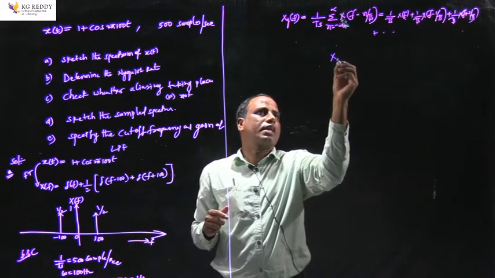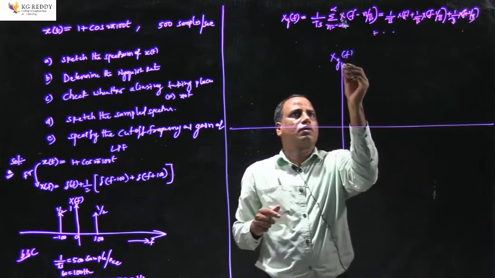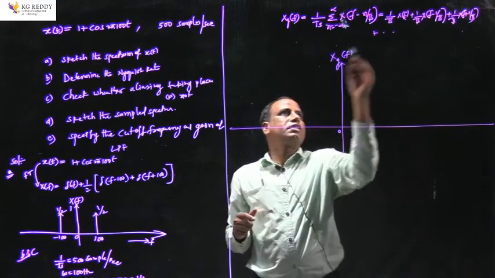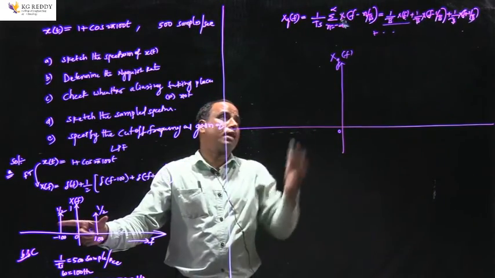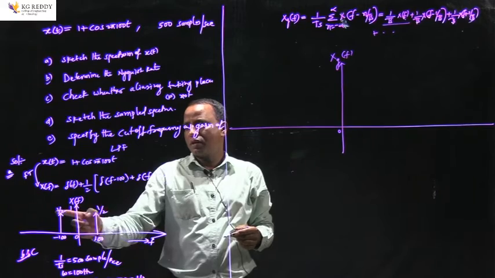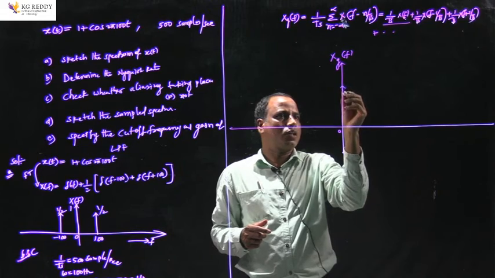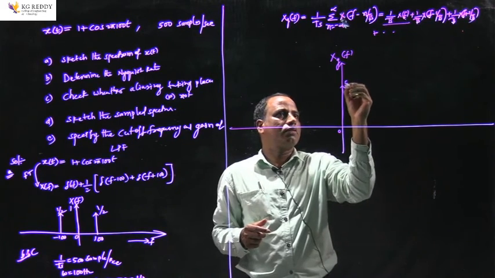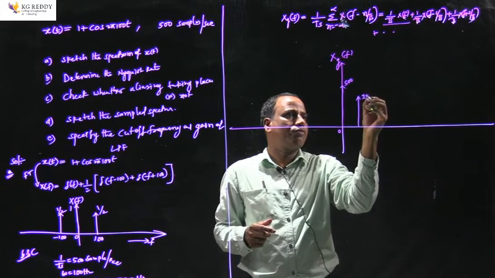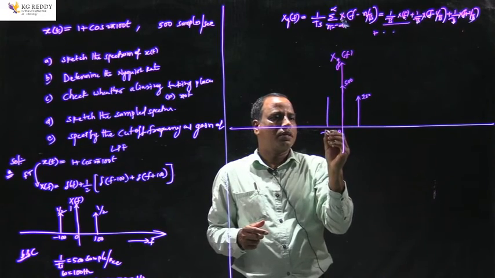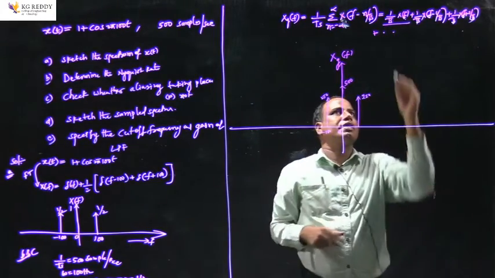So the spectrum Xs of f looks like this. For the term 1 by Ts into x of f, we should multiply x of f with 1 by Ts. So this 1 becomes 500, and this 1 by 2 becomes 250. Now we have a sample at the origin with an amplitude of 500, another at 100 with an amplitude of 250, and another at minus 100 with an amplitude of 250. So this is the spectrum for 1 by Ts into x of f.